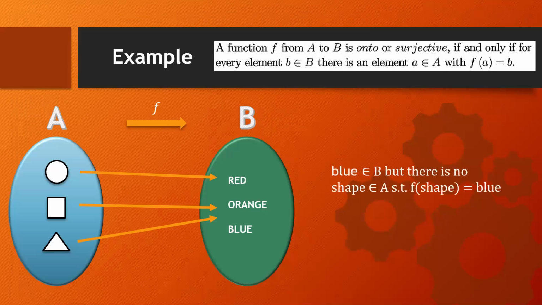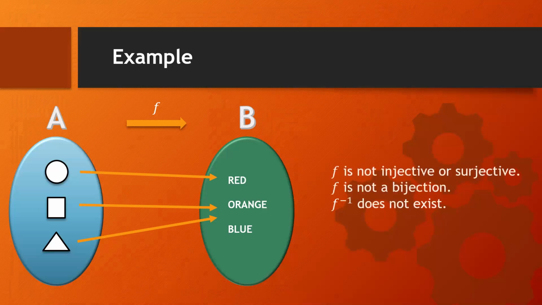No. There's an element, there's a color here that's not used. Blue. Blue is in the codomain, but the range does not get to it. There is no shape that's mapped to blue. So in conclusion for this one, not injective, not surjective, so it's not a bijection, so there's no inverse.